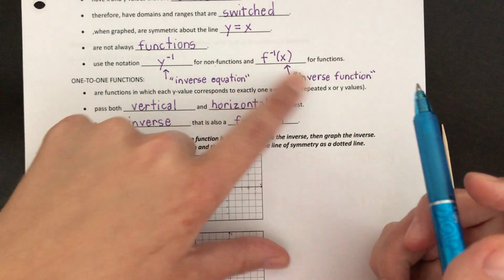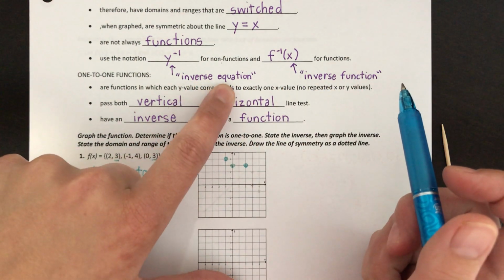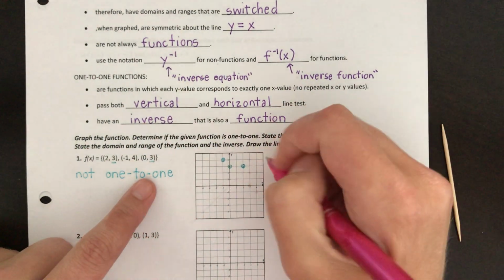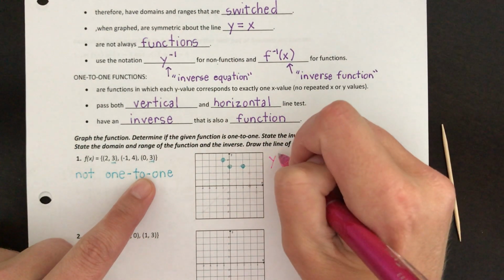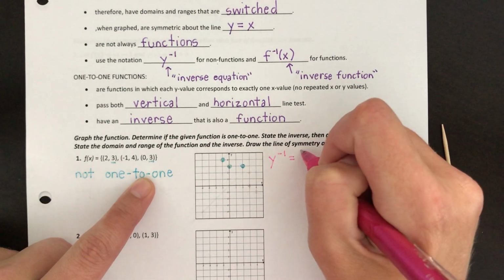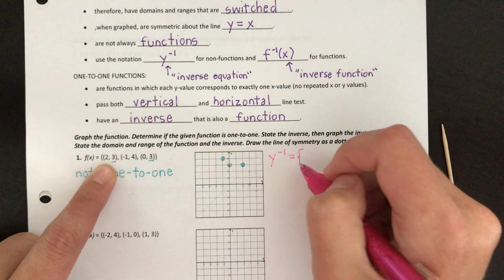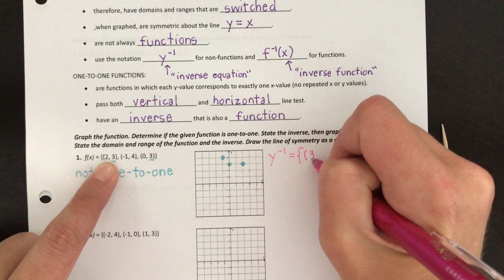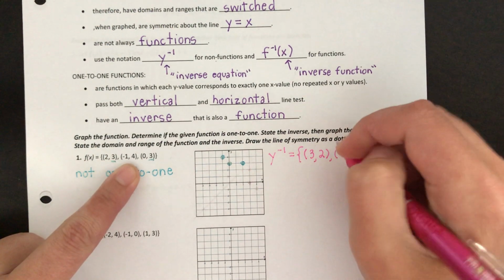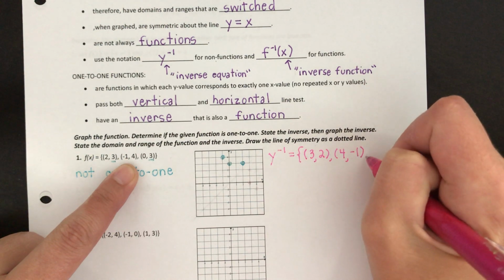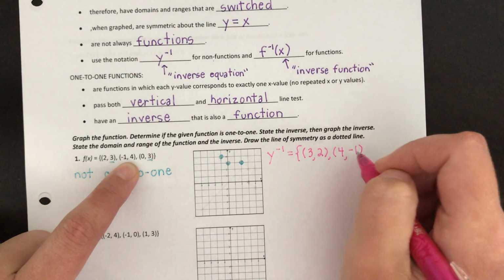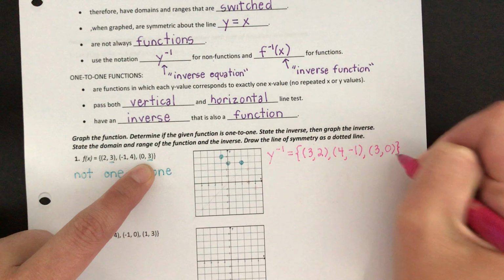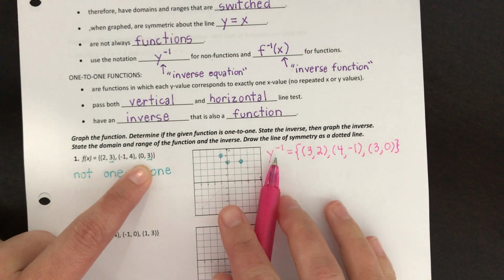So I can't use this notation because that notation means inverse function. I just want to simply use inverse equation since it's going to be a non-function. When I'm stating the inverse, I'll say inverse equation equals, and then I will use the braces and switch each x and y. So 2, 3 will become 3, 2. Then -1, 4 will become 4, -1. Did I say -4? I meant 4, -1. If I said it wrong, I'm sorry. Then 0, 3 will become 3, 0. So there's my inverse equation, not function.